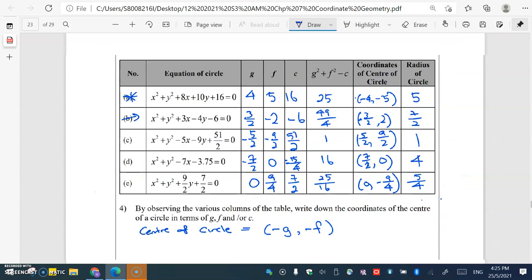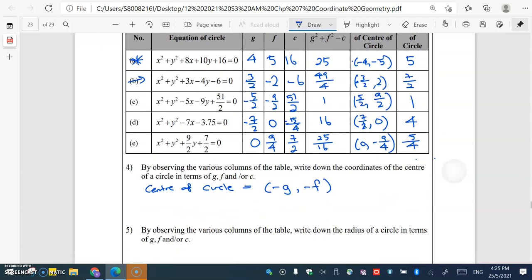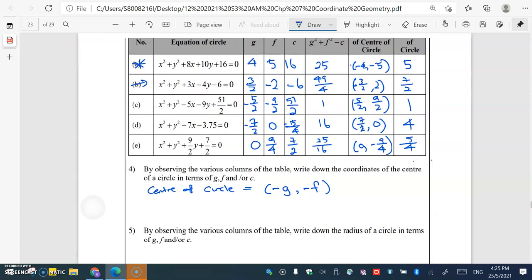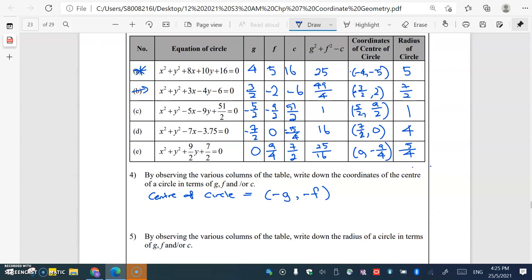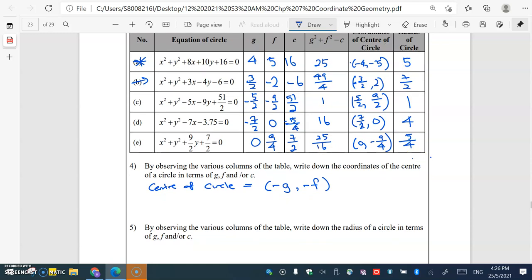Let's observe another point. Shrink this smaller, bring it up further. Just by observing the values in various columns, let's observe the radius of the circle. Now if you notice, this is 25, this is 5. This is 49 over 4, this is 7 over 2. This is 1, this is 1. This is 16, this is 4. This is 25 over 16, you have a 5 over 4. You will then be able to conclude that the radius of the circle is actually the square root of G squared plus F squared minus C.